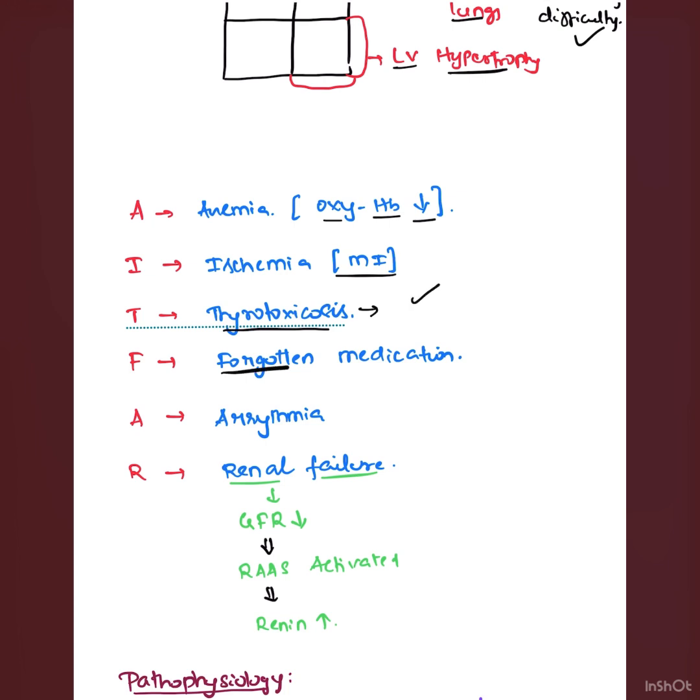Next one is forgotten medication. When a patient had a past myocardial infarction or any heart disease, he used to take medication. Because of forgotten medications also, congestive heart failure might occur due to the decreased pumping efficiency of the heart. Next one is arrhythmia. It can be anything: bradyarrhythmia, tachyarrhythmia, or ventricular arrhythmia. Whatever the arrhythmia, it can also lead to heart failure.